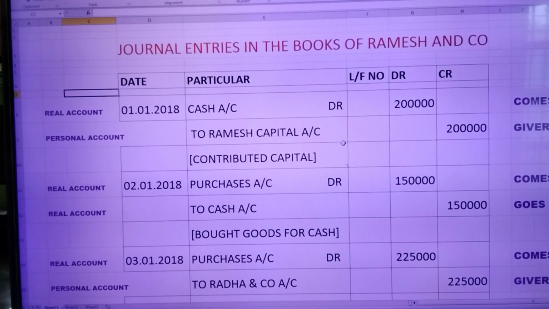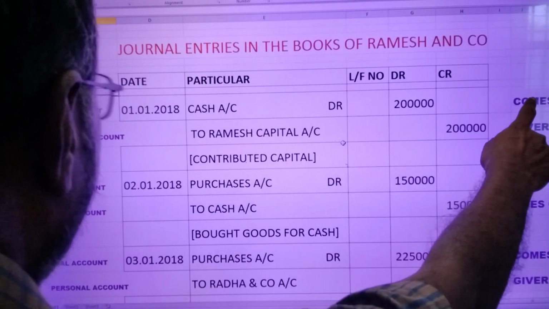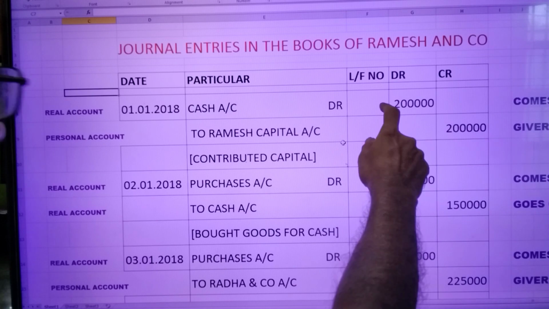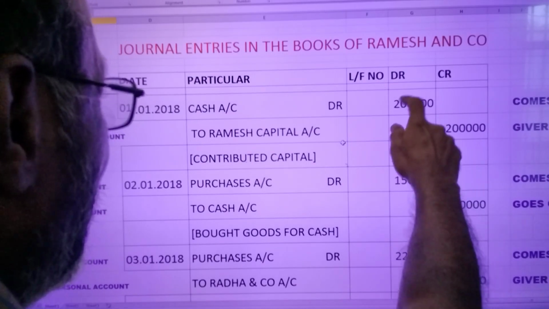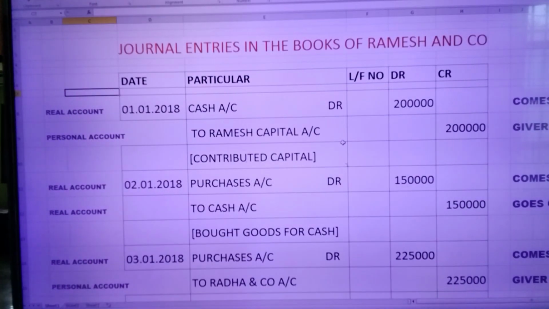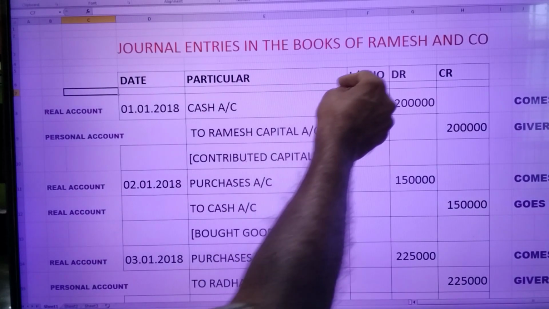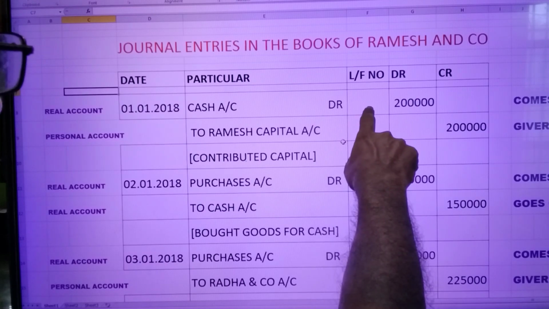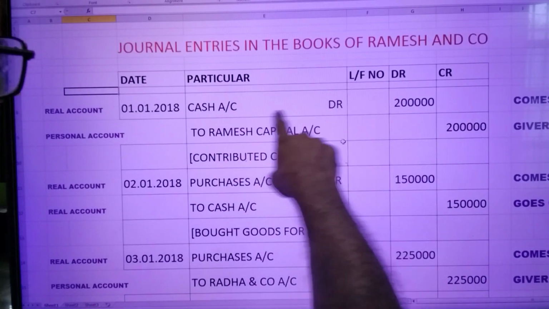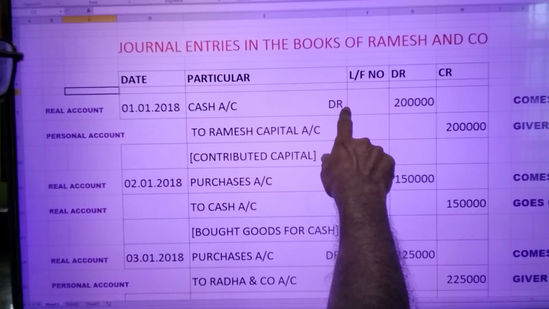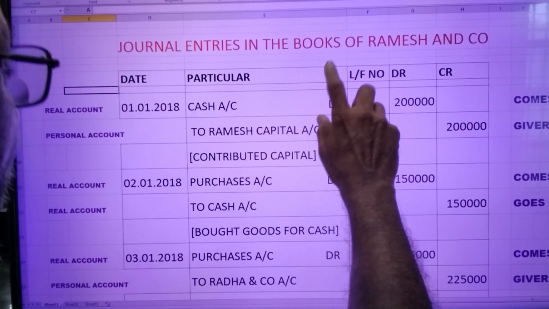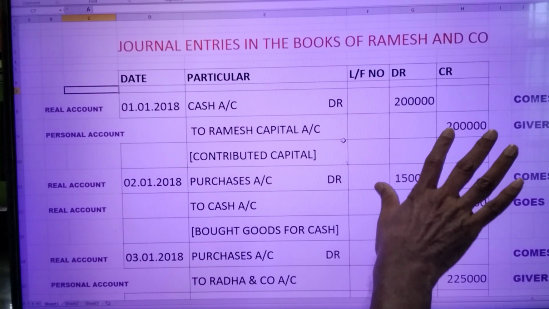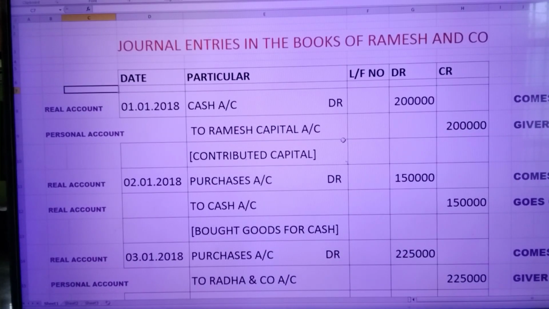Here the cash is coming in, so I put here cash comes in, and I am putting real account. What does the real account rule say? Debit the item that comes in. That's why this is put on the debit side of the column. And ledger folio means you can enter any particular number. Suppose I enter 20, it shows that the cash account is available on the 20th page of the ledger. Suppose I enter 150, it shows that the cash account is on the 150th page. That's all, student. You don't need to be confused about that.